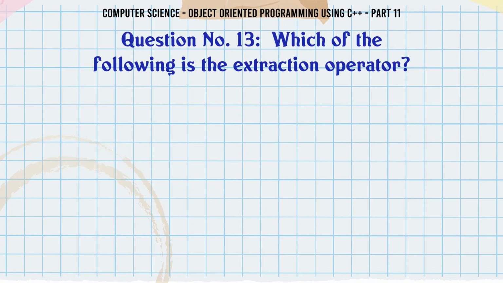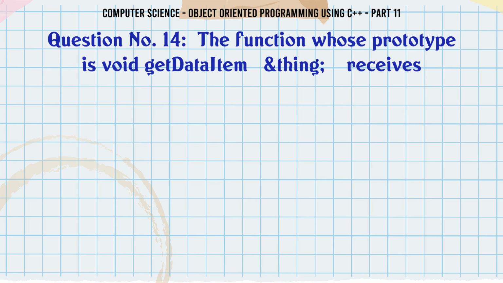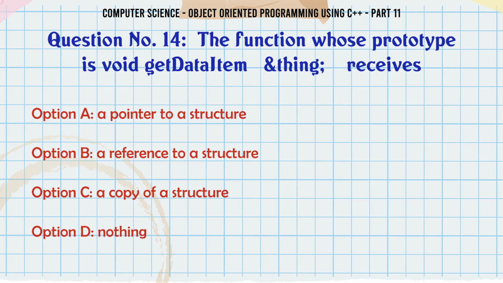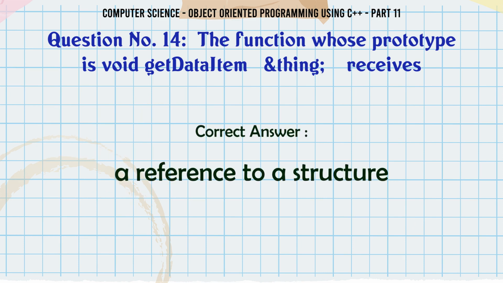Which of the following is the extraction operator? a), b), c), d). The function whose prototype is void getDataItem(thing) receives a) a pointer to a structure, b) a reference to a structure, c) a copy of a structure, d) nothing. The correct answer is a reference to a structure.